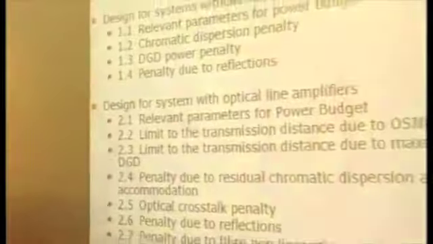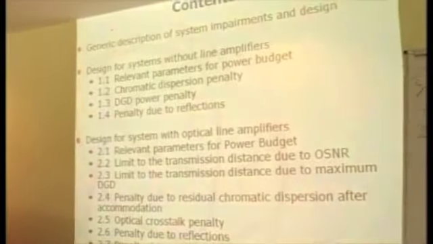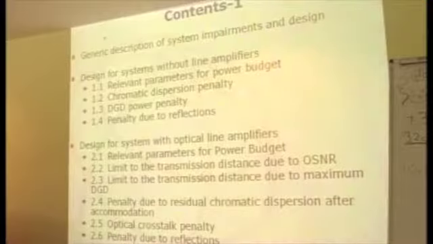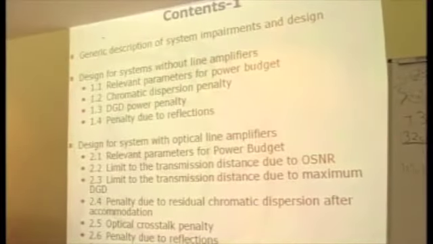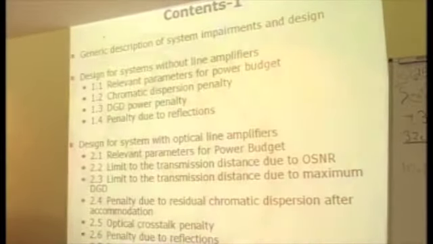So let's start chapter 7. Chapter 7 includes optical systems design. First of all, I will describe a generic description of system impairments and design, and then design for systems without amplifiers, and then systems with optical line amplifiers. Many things we have to consider to design such a system.